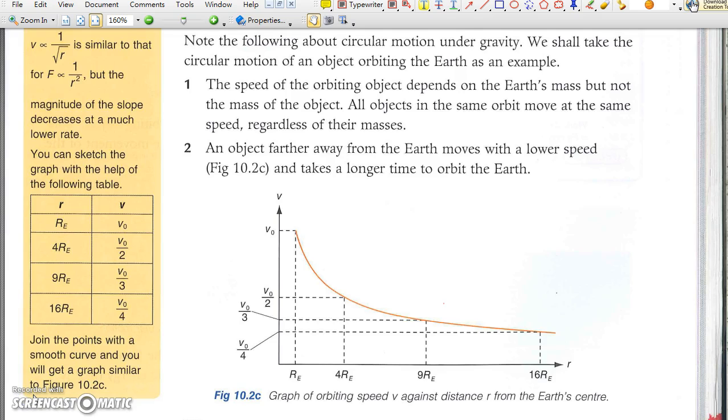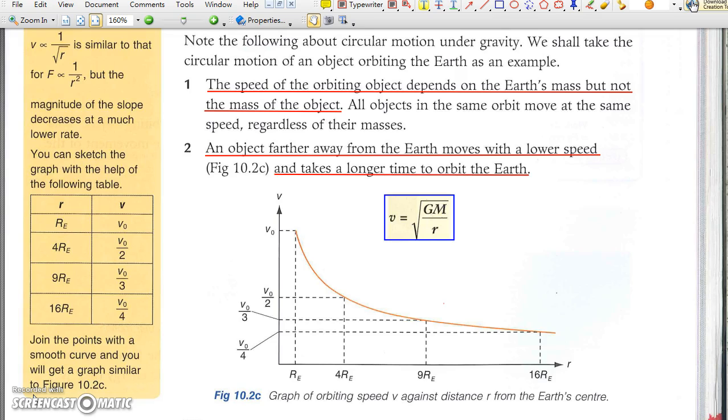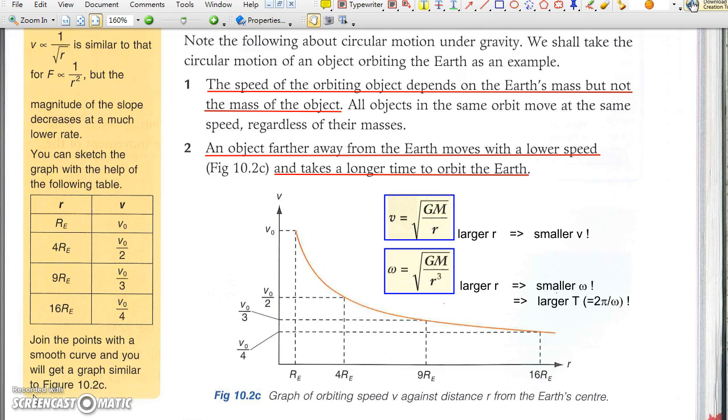And from the expressions, we can see that, first, the mass of the satellite does not matter. Second, the orbital speed decreases with distance r. Therefore, a satellite closer to the Earth's surface has higher orbital speed. Angular velocity also decreases with distance r, which means the period T increases with radius. The period of a satellite increases as the radius increases. Therefore, a satellite further away from the Earth has a lower orbital speed and longer period.